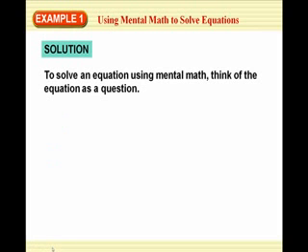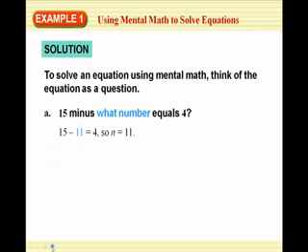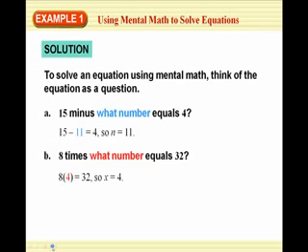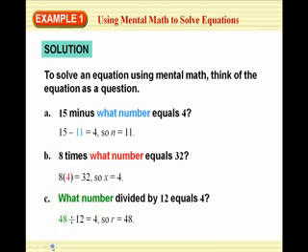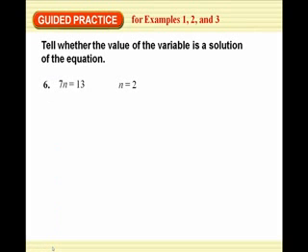So they say think of the equation as a question, which is what I told you to do. 15 minus what number equals 4? And there you see they got 11. 8 times what number equals 32? They got 4. And what number divided by 12 equals 4? And that would be 48.